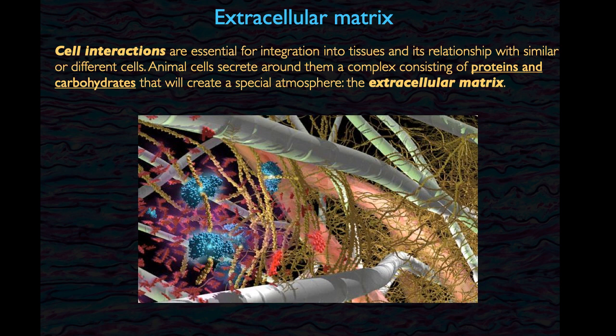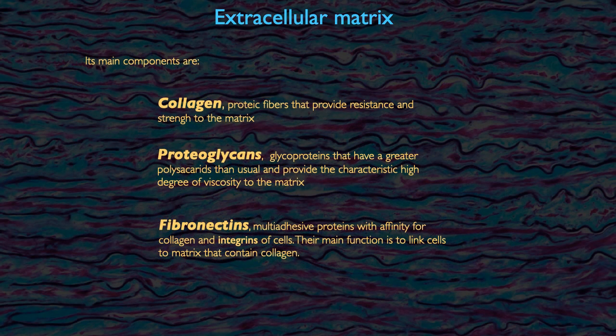Okay. Similar cells make up tissues, and for that to happen, they need to interact. For that to happen, cells secrete a complex of proteins, fibers, and carbohydrates around them that we call the extracellular matrix. This extracellular matrix is made of collagen fibers that provide resistance, proteoglycans that give the matrix viscosity, so it feels like a gel, and also fibronectins, which stick together the fibers of collagen and proteins of the membrane, in this case integrins, so the matrix remains strongly attached to the cell's surface.